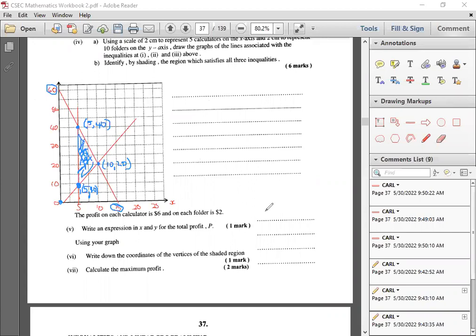Okay. No, it said write an expression. It says that the profit on each calculator is $6 and on each folder is $2. And so you're asked now to write an expression in x and y for the total profit. Anybody want to give me that?